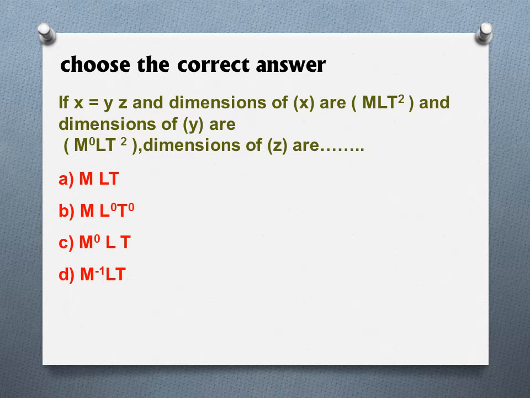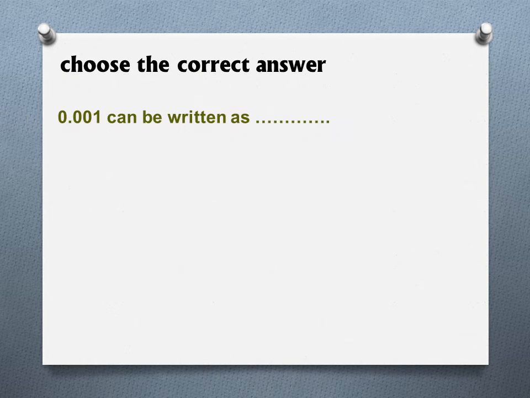If x equals y power multiply z and dimensions of x are MLT power 2 and dimensions of y. 0.001 can be written as this number, meaning 1 over 1000 or 10 power negative 3. This is the correct answer. 0.001 can be written as 10 power negative 3.